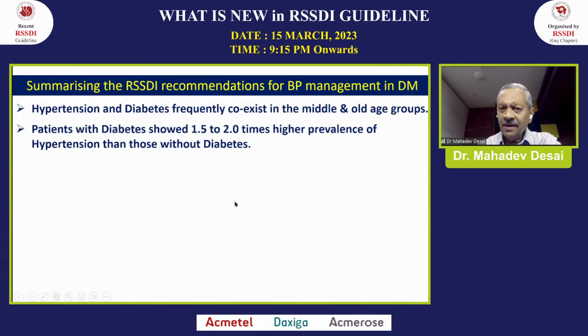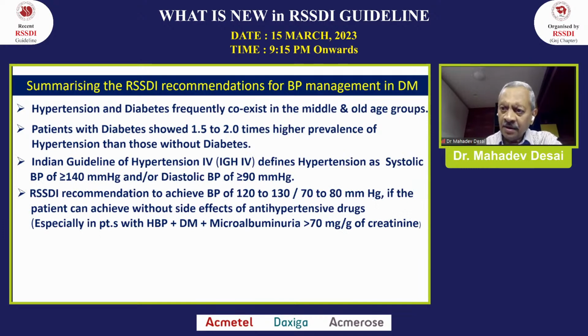So summarizing, hypertension and diabetes frequently coexist in middle and old age. Patients with diabetes have a 1.5 to 2 times higher prevalence of hypertension than those without diabetes. Indian guidelines still maintain the labeling of hypertension as a blood pressure of more than 140 or 90, and the recommended therapeutic target is 120 to 130 systolic and 70 to 80 diastolic, if we can achieve it without the side effects of the antihypertensive medicines, and more so if the patient also has diabetes, hypertension, and CKD with albuminuria.